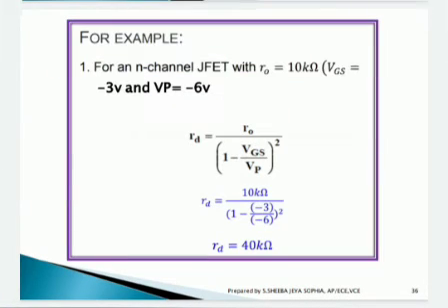Moving to the example part, for an N-channel JFET with R0 is equal to 10 kilo ohms, VGS is equal to minus 3 volt and Vp is equal to minus 6 volt, we can get the value of RD from the formula by substituting, to obtain 40 kilo ohms.